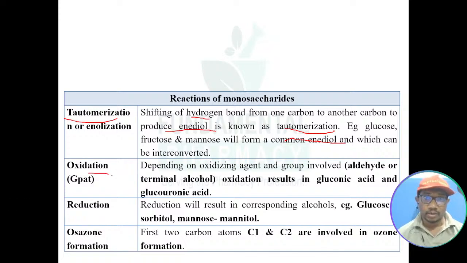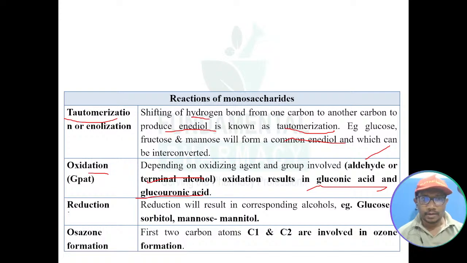Oxidation, depending on the oxidizing agent, whether the aldehyde or the terminal alcohol group is oxidized or both are oxidized, we get gluconic acid, glucuronic acid, or glucosaccharic acid. If the aldehyde group is oxidized, you will get gluconic acid. If the terminal alcohol group is oxidized, you will get glucuronic acid. And if both are oxidized, you will get glucosaccharic acid.